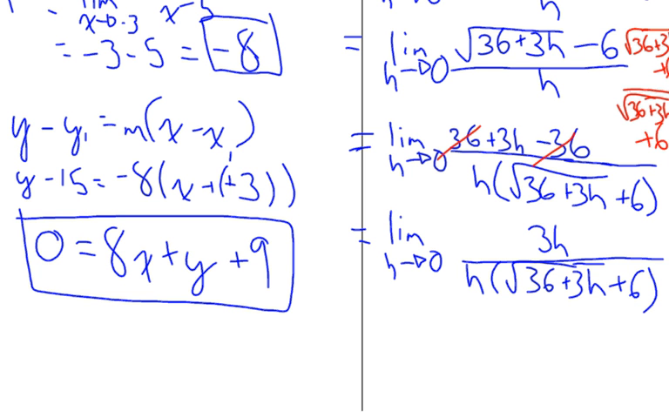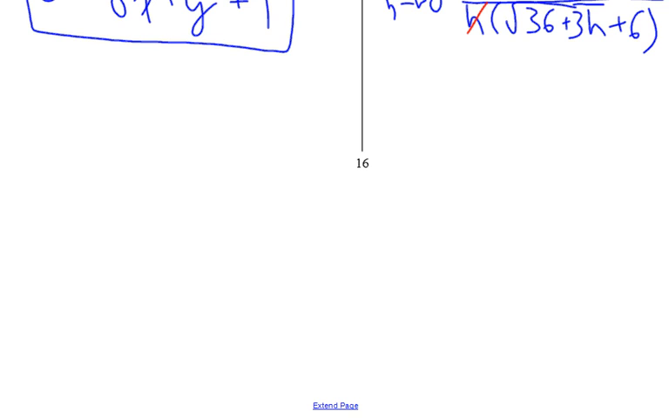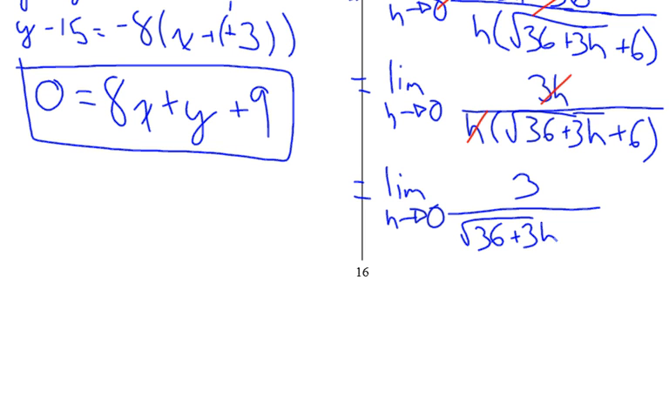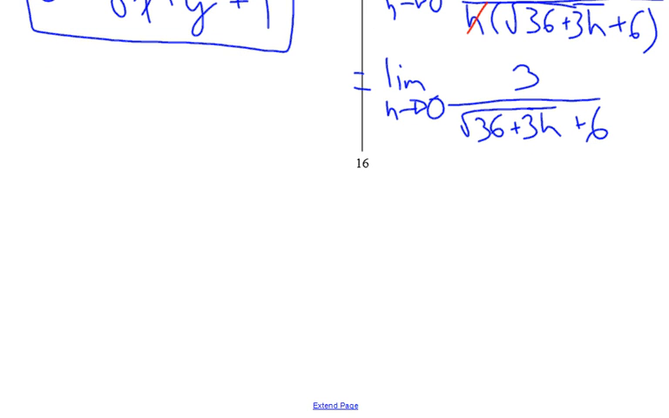And what can you cancel here? The h's, right? So you can cancel the h's. And what we're left with, limit as h approaches 0, 3 over square root of 36 plus 3h plus 6. And from this point on, you can plug in your value for h to evaluate. So we're going to substitute in our value for h as h approaches 0.